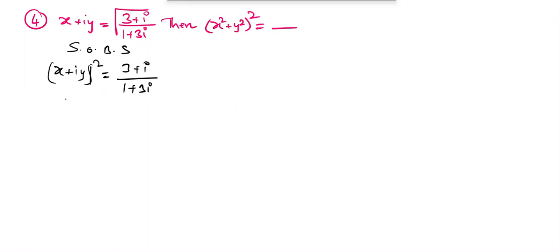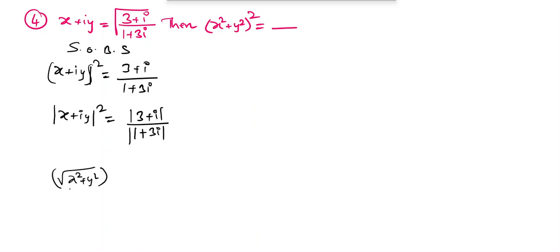Now applying modulus on both sides, that is mod of (x plus iy) whole square is equal to modulus of (3 plus i) by modulus of (1 plus 3i). Mod of z1 by z2 is equal to mod z1 by mod z2. This mod value is under root of (x square plus y square) whole square is equal to mod of 3 plus i, this is 3 square is 9 plus 1, by under root of 1 plus 3 square is 9. So the square root and square cancel, from this x square plus y square is equal to root 10 by root 10.